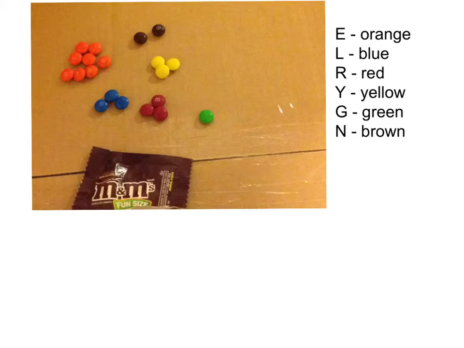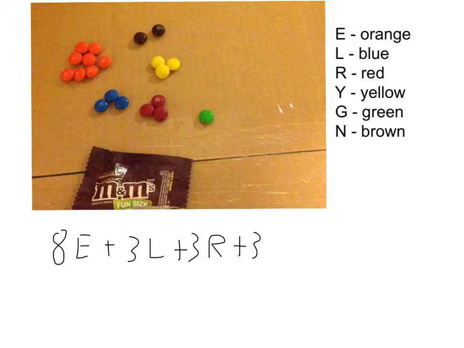1, 2, 3, 4, 5, 6, 7. Whoa. I would see that there are 8 oranges, plus I can see the 3 blues, plus the 3 reds, plus the 3 yellows, plus a green, plus 2 brown. Now, there's no way I can simplify that any further because they don't mix. I can't add a yellow to the orange and say there are all of a sudden 9 oranges. I can't add the green to the red and say there are now 4 reds. They're different things, so we can't combine them.